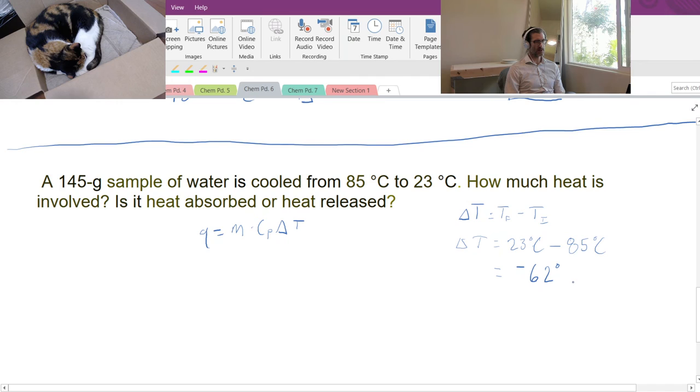We want to know how much heat is involved. So delta T is negative. What's that going to do to our quantity of heat? I'll give you a hint. We can't have a negative mass. We also can't really have a negative specific heat. So what do we get when we multiply a positive thing and a negative thing? If you're thinking we get a negative value on this side, you'd be correct.